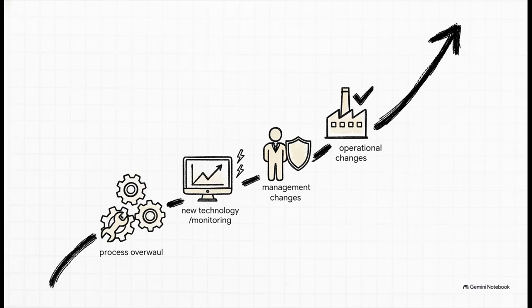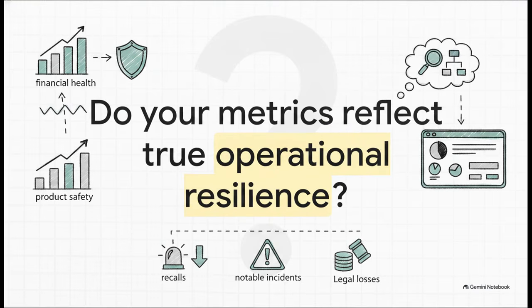Did you make structural changes in operations or management? Did you overhaul your manufacturing processes? Or maybe implement some new quality control technology? Highlighting these specific steps proves to your stakeholders that the root cause hasn't just been noted, but has been aggressively managed. Which brings us to one final, really provocative thought to leave you with.